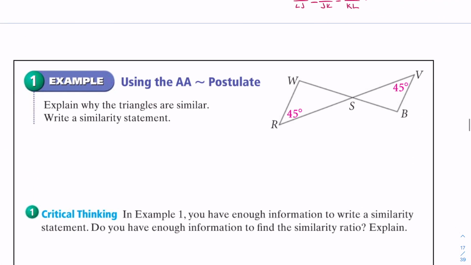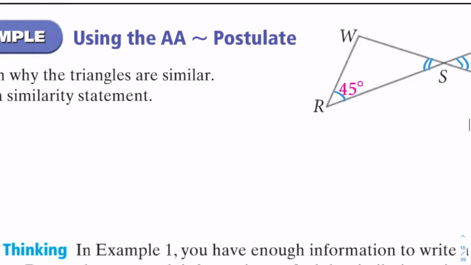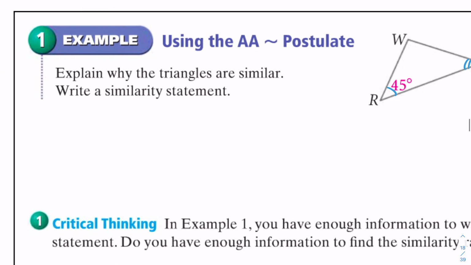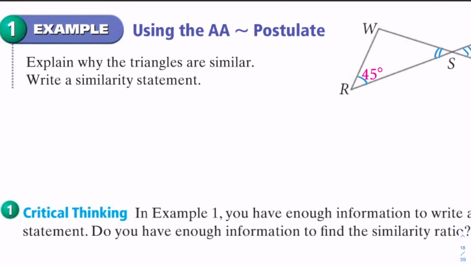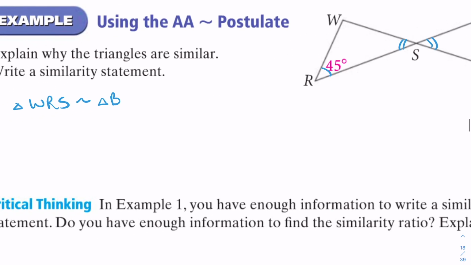So using the angle postulate, well, here we know that this is 45 degrees and this is 45 degrees. Oh, look at this. We have vertical angles. So we know vertical angles exist. We know that those are both 45 degrees. Then we are going to say triangle WRS is similar to triangle BRS by the angle-angle similarity theorem.